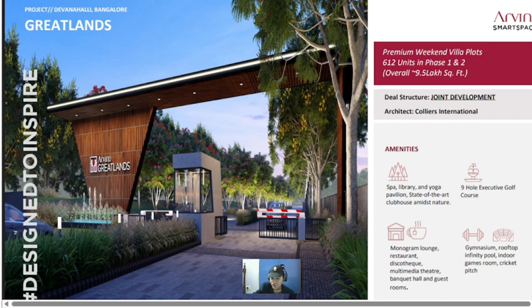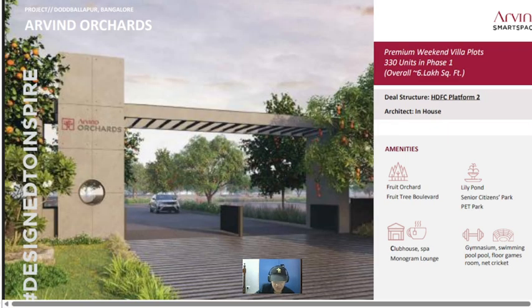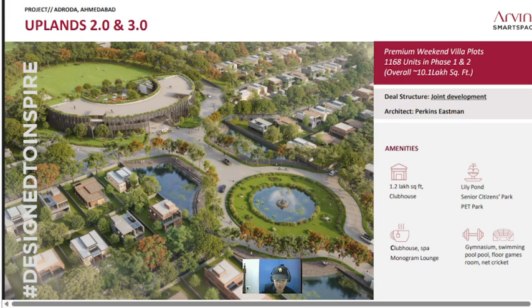I can't afford any of this. More premium weekend villas. We got forest trails. These are some really nice images. Rhythm of life. Very futuristic looking villas. These look expensive. Uplands.